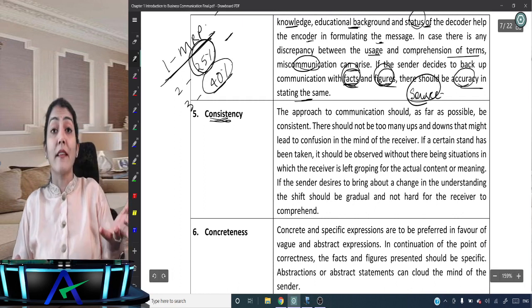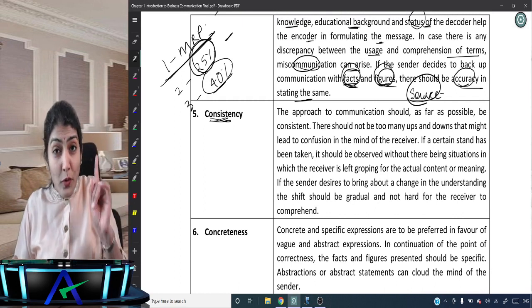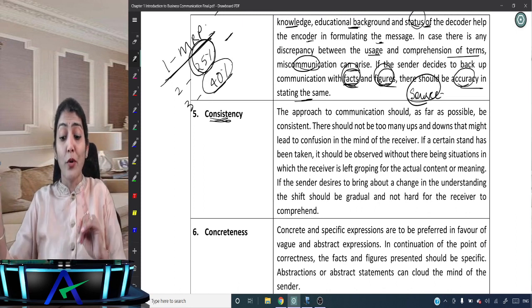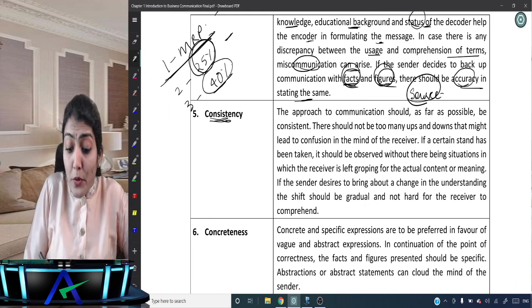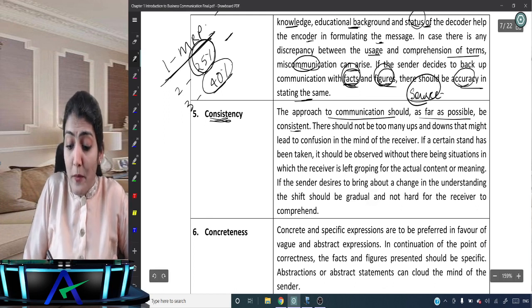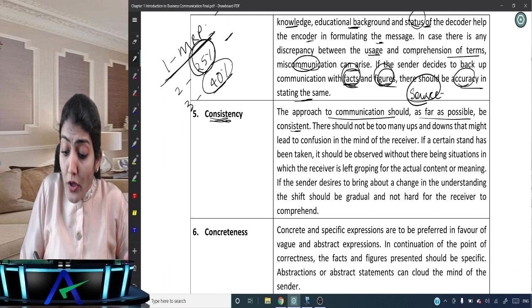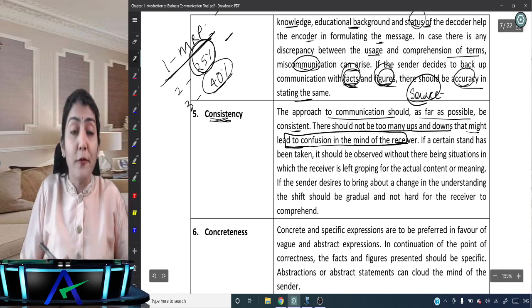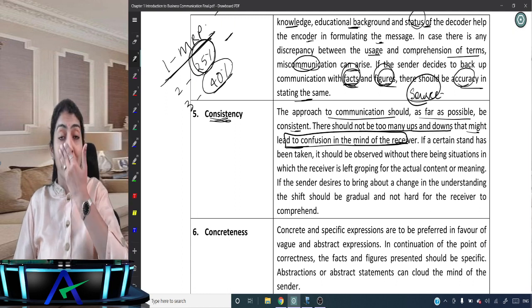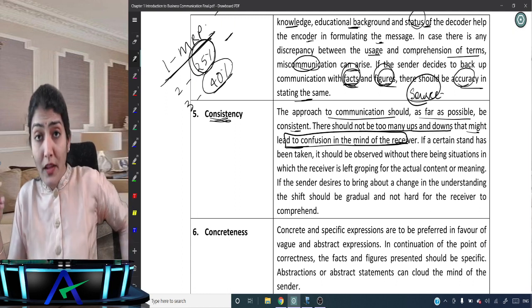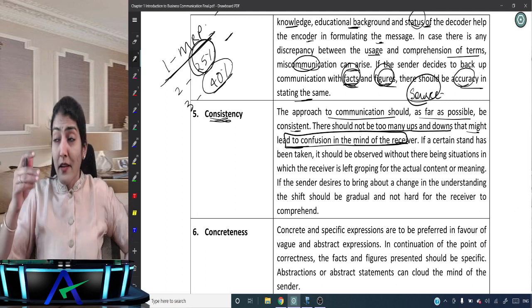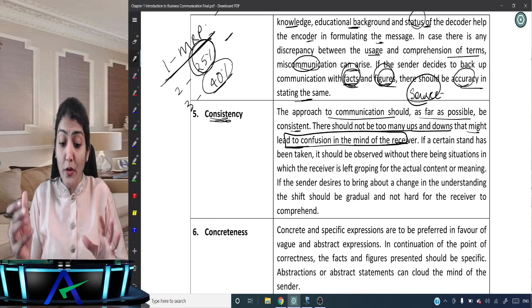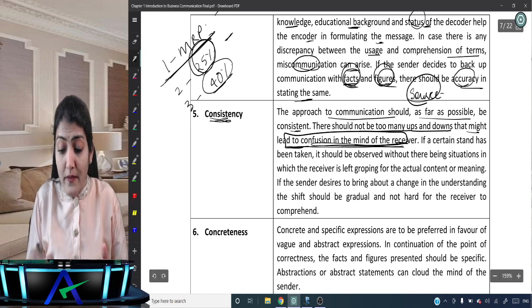Like I gave you that example regarding the bike. Whether you want to purchase a bike or you don't want to purchase a bike, one of the two, whether you want a new bike or you don't want a new bike. Right, so the approach to communication should, as far as possible, be consistent. There should not be too many ups and downs that might lead to confusion in the mind of the receiver. Obviously, if there is no clarity of the message, then there is going to be confusion in the mind of the receiver. Whether the vaccine is effective or not effective, there has to be clarity, without creating confusion in the mind of the receiver.